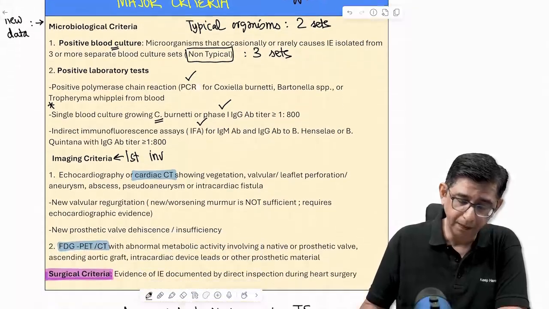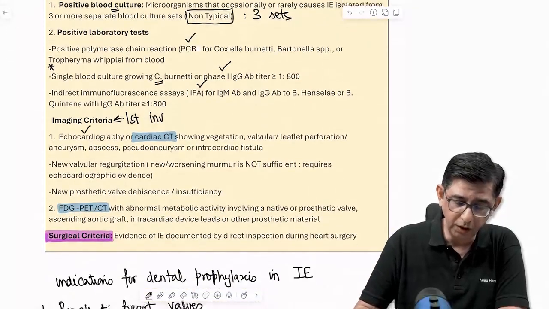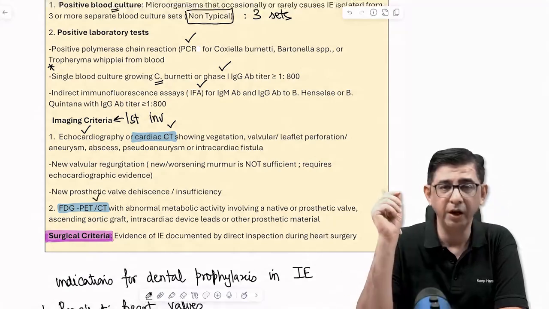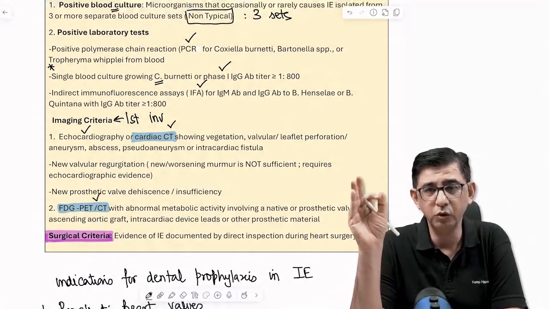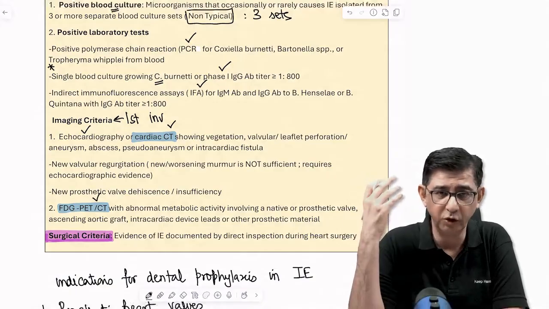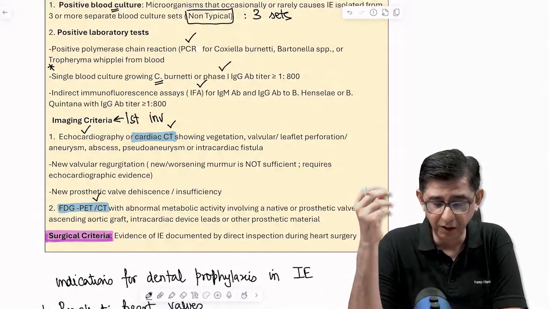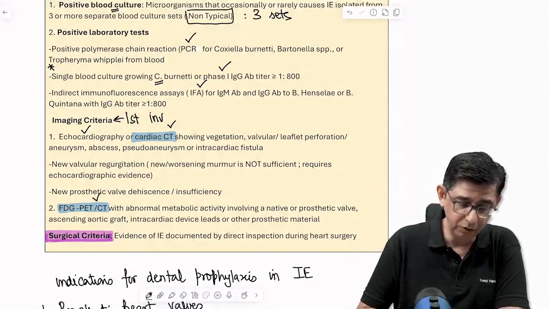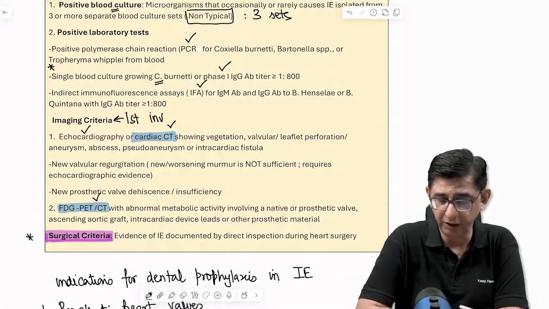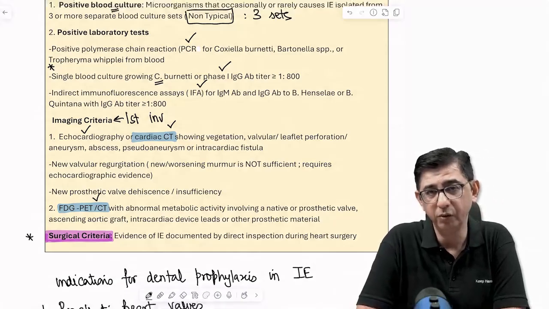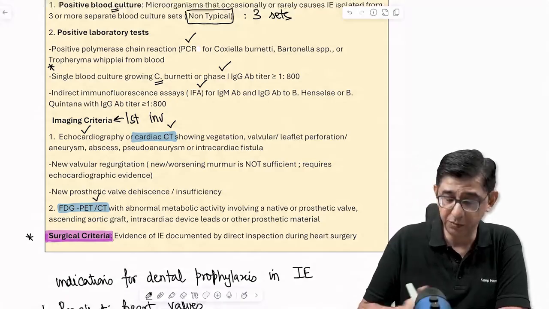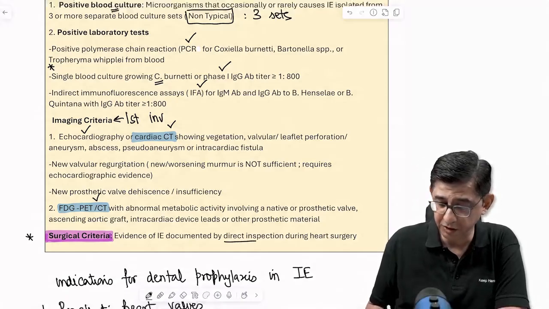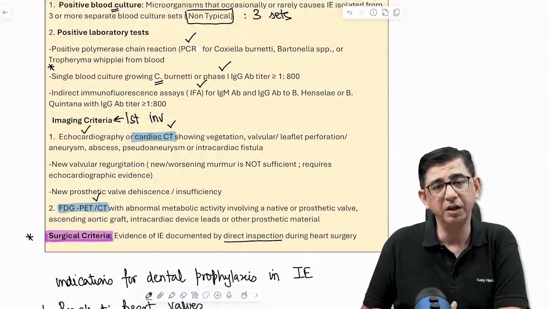Coming to the imaging criteria, we can do an echo, a cardiac CT, or an FDG PET. He says we can do any one of these to demonstrate the presence of vegetations. It can be perforation, abscess, whatever. And then he also says a new thing in the major criteria that was not present. This new thing is surgical criteria. Maybe the patient was undergoing cardiac surgery and the cardiac surgeon, by direct inspection, found that the vegetations are there on the heart valve. That is again a major criteria.